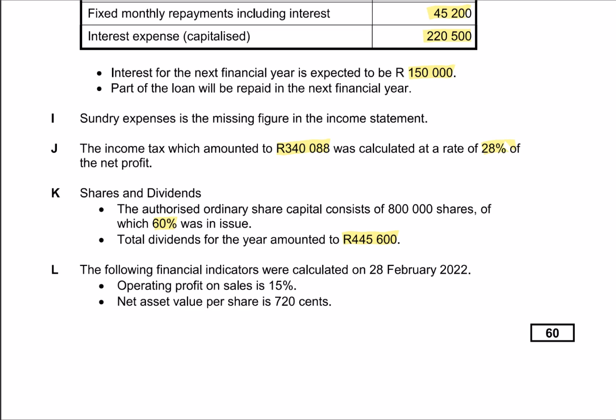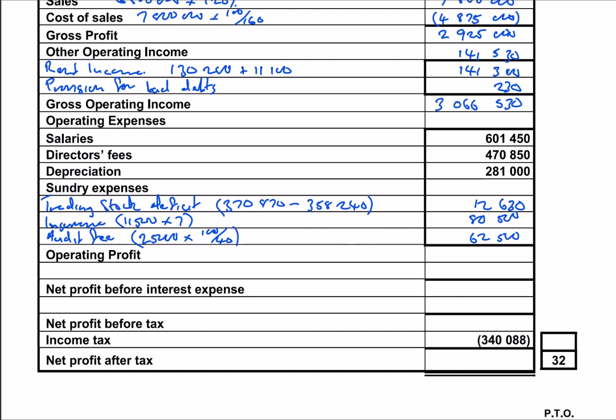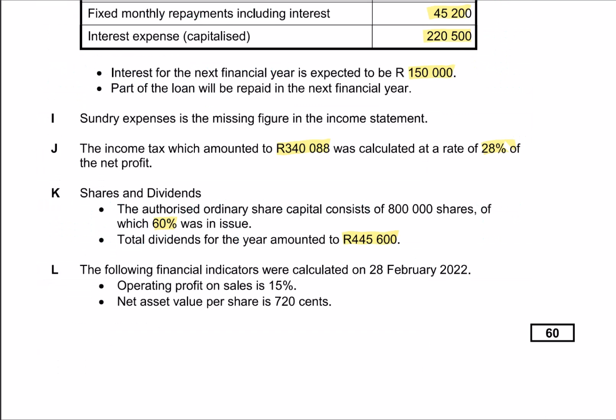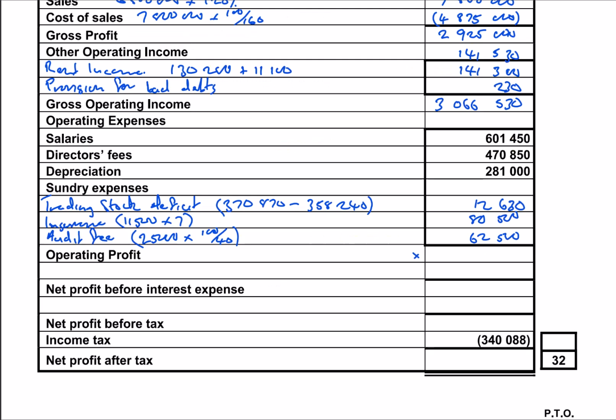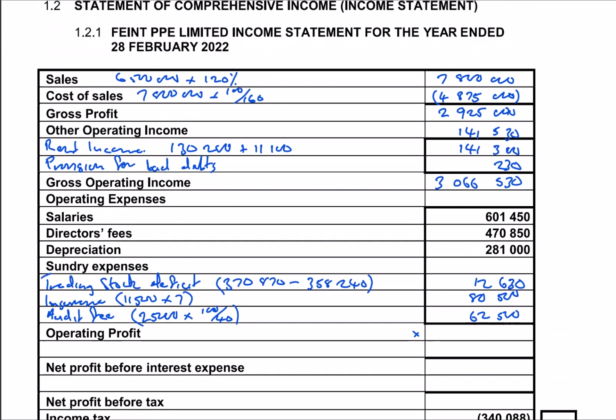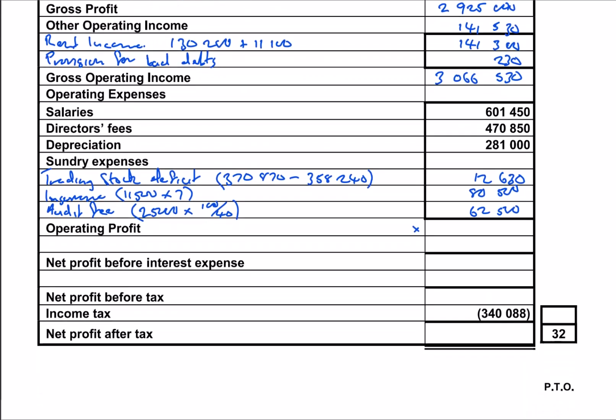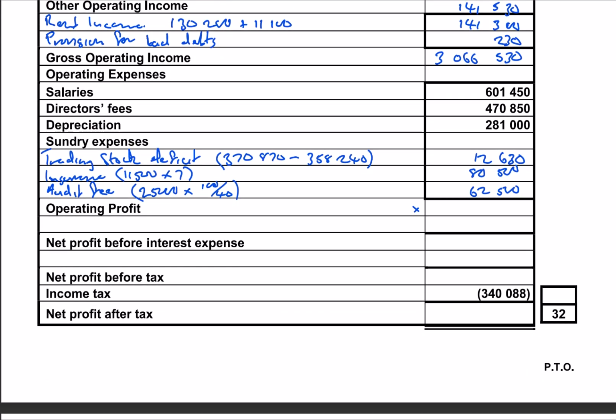Right, operating profit on sales. So our operating profit is this one. We need to calculate our operating profit on sales, and we're told that our operating profit on sales is 15%. So what you do is we have our sales, which is 7,800,000. So our profit on sale, that's 7,800,000 times 15%.